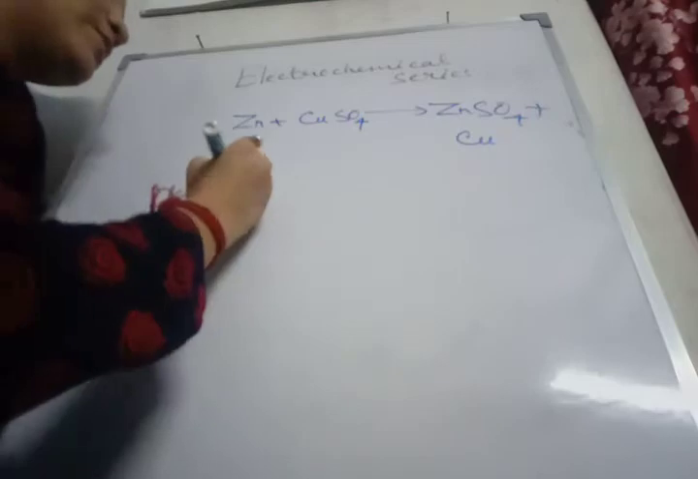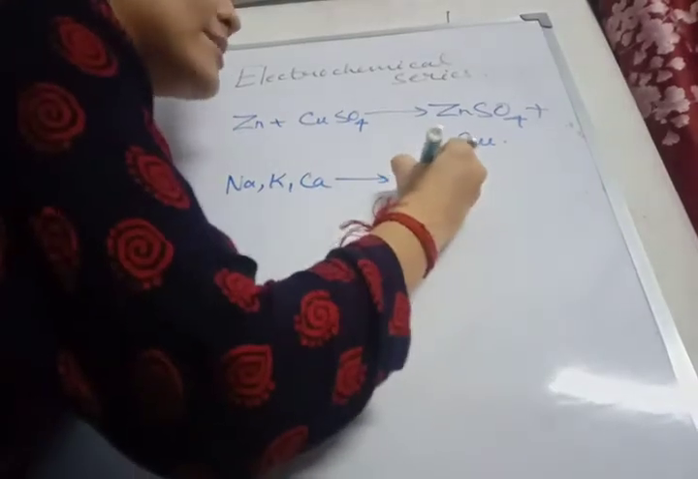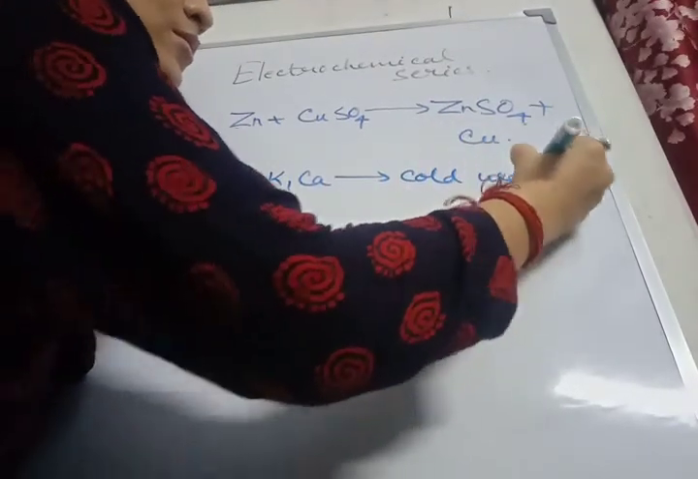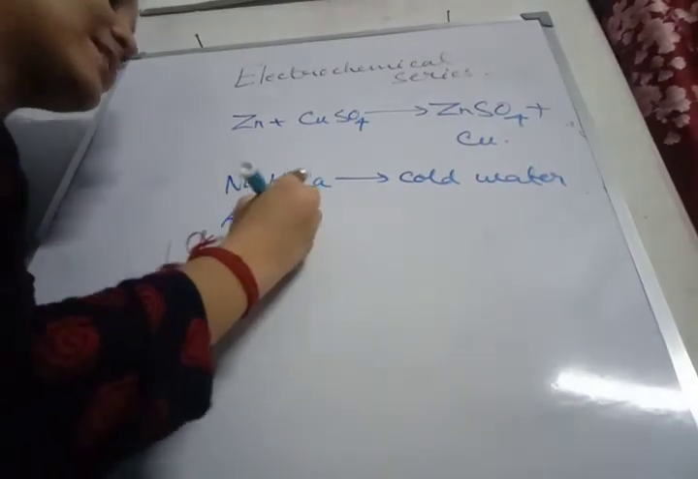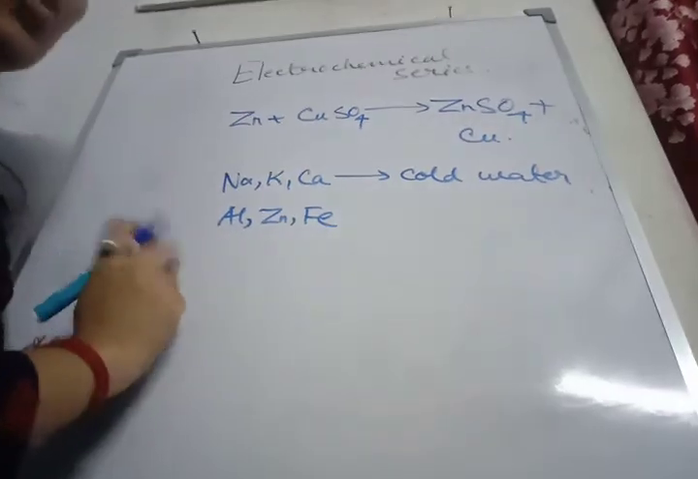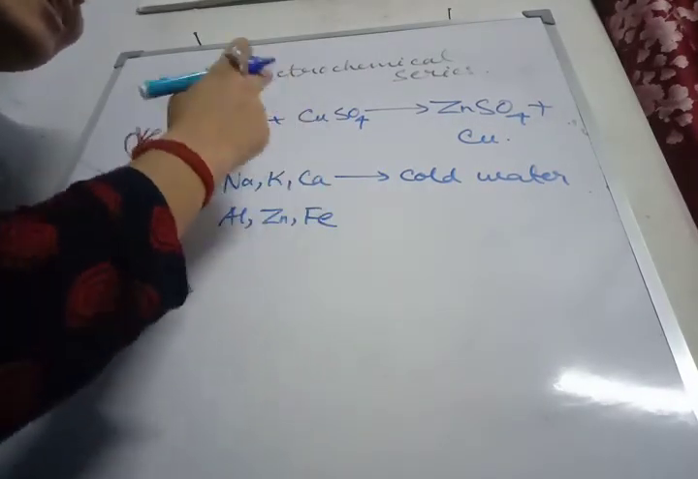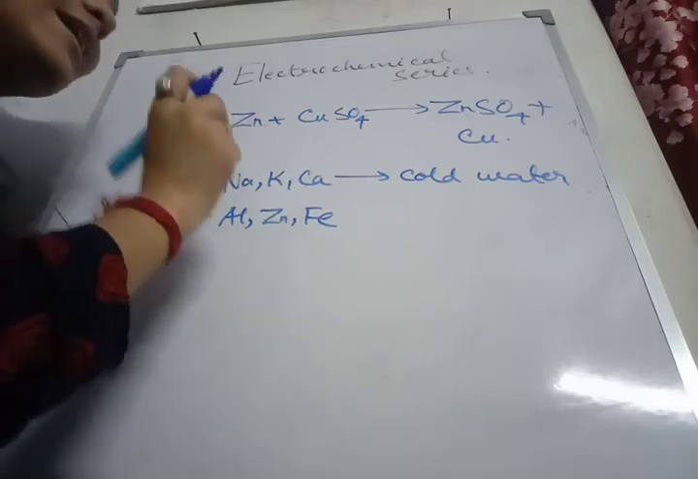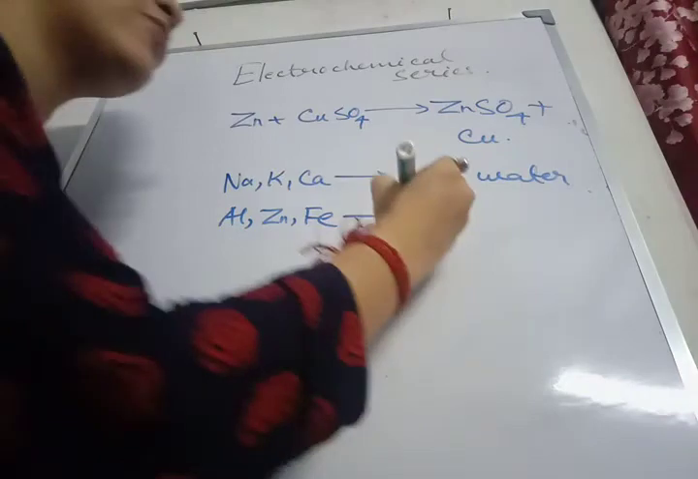For example, we have metals like sodium, potassium, calcium. They are so reactive that they react with cold water easily. But metals like aluminium, zinc, iron do not react with cold water because they are present above sodium, potassium, calcium in the electrochemical series. So they are less reactive compared to them. As a result, they will not react with cold water, but they can react with steam.